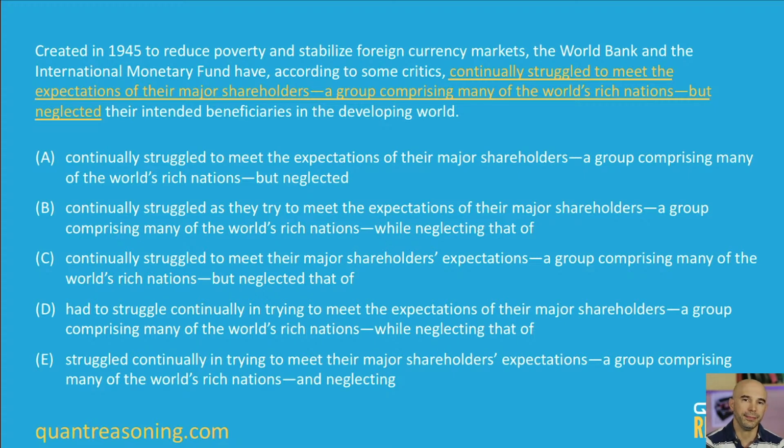So does the word but make sense in this context? Are we getting a positive and a negative? They continually struggled to meet the expectations of their major shareholders, but neglected. So struggled to meet, I could interpret that in two different ways, right? Struggled to meet could be really negative, like they couldn't meet the expectations. So they failed in meeting the expectations. But it could also mean that they really tried very hard. Right? They struggled to meet. It was a real struggle. They really put in their best effort, but neglected.